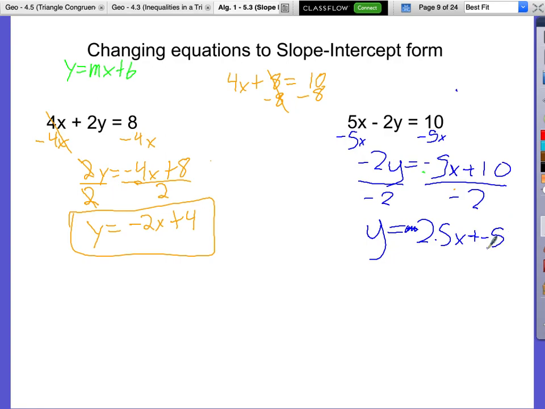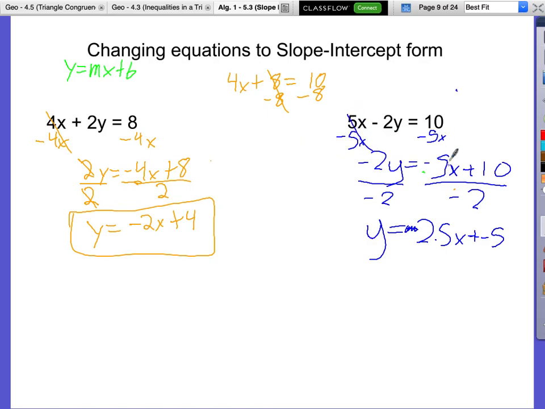Jacob did a very nice job here with his math. Okay, so Jacob said we start off by subtracting 5x. Just like we did over here, we want to get rid of the term being added with it. So we get rid of the 5x, and on the other side we subtract it.